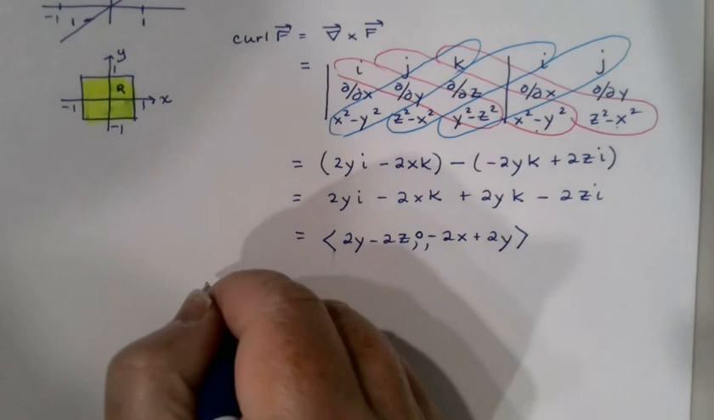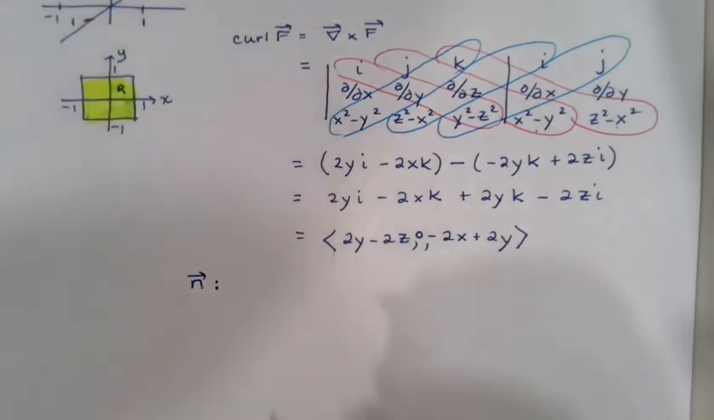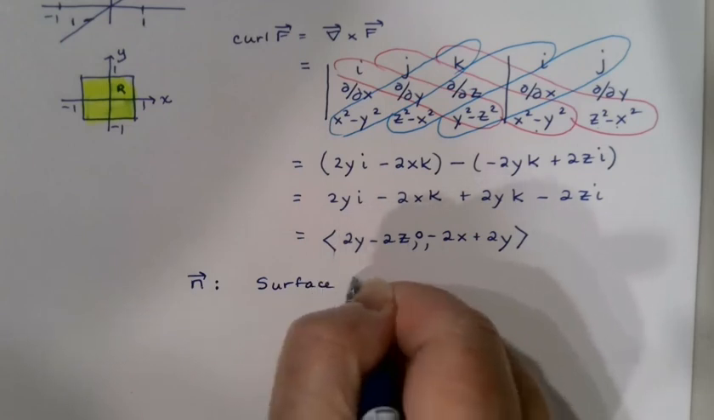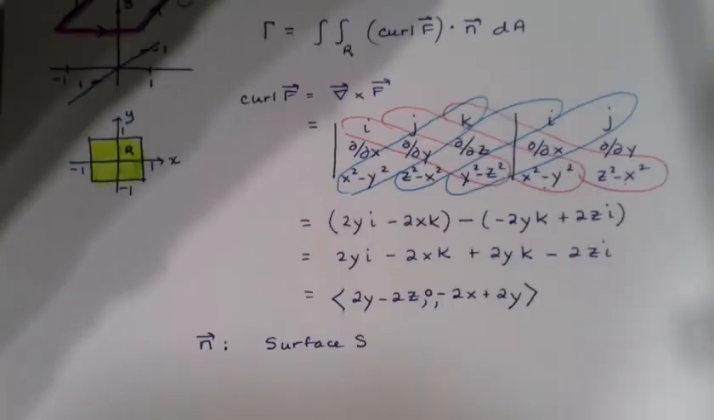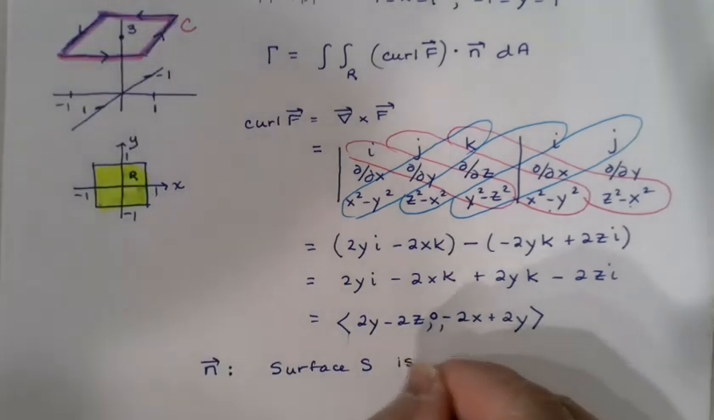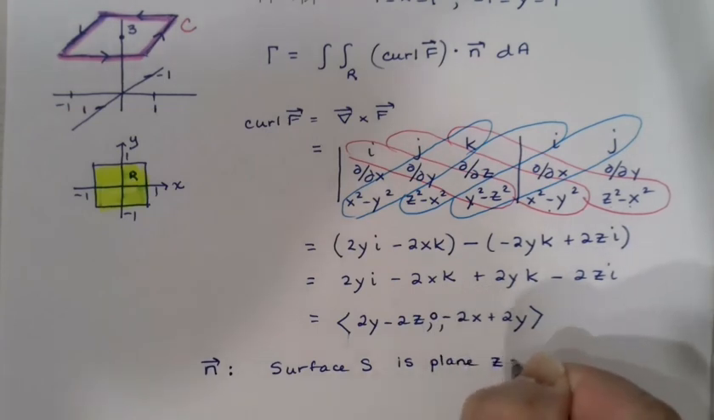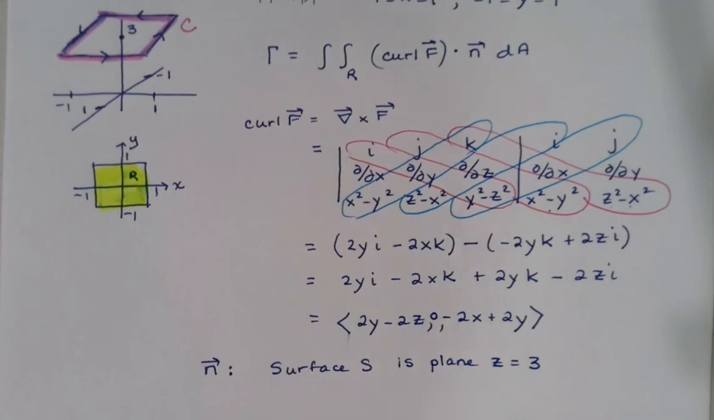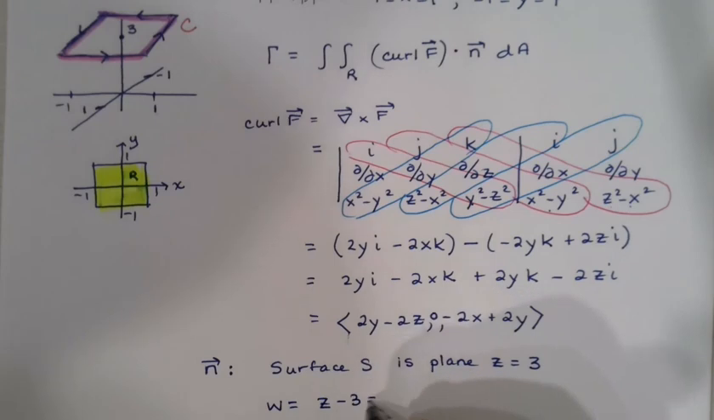Next, we need the normal vector. Again, remember the surface S is actually this plane z equals 3. And so to get W, I'm going to take z and subtract the 3 to get it equal to 0, meaning it's a level surface. And then my normal vector is just the gradient of W. So that's a real simple one this time. 0 with respect to x, 0 with respect to y, and just 1 with respect to z.